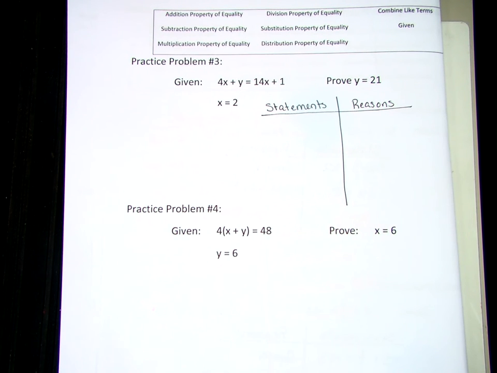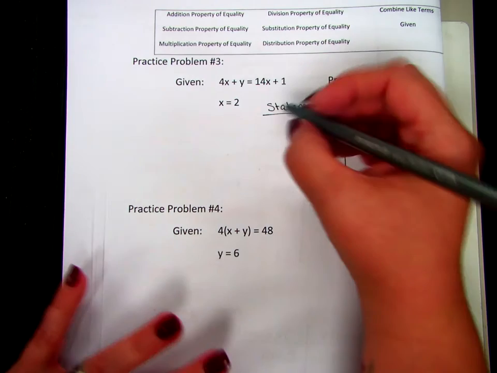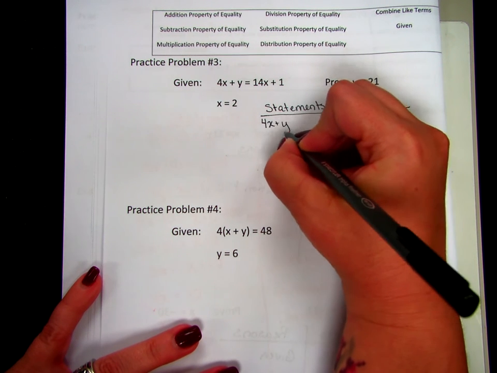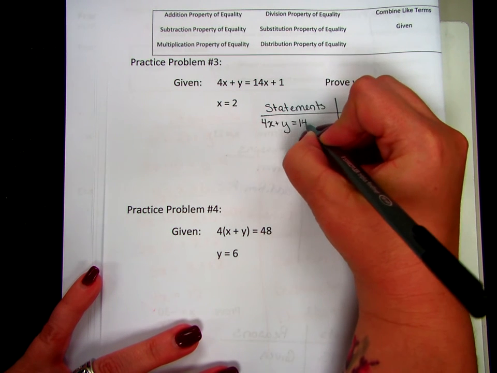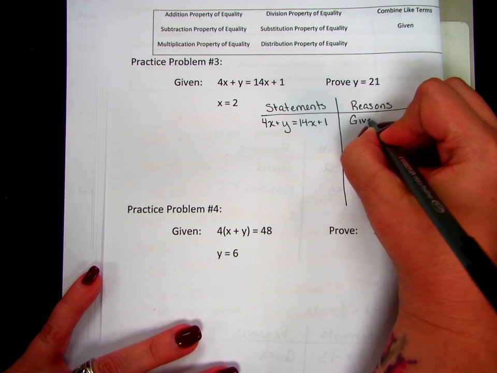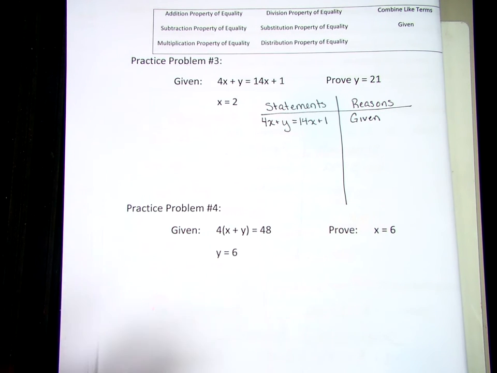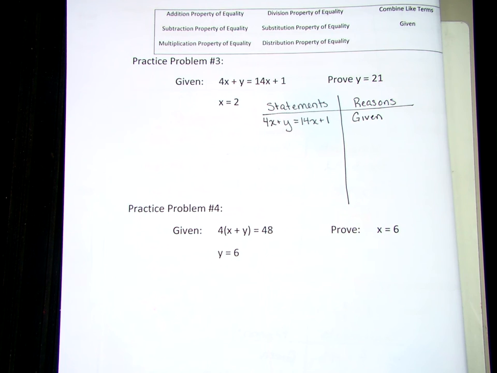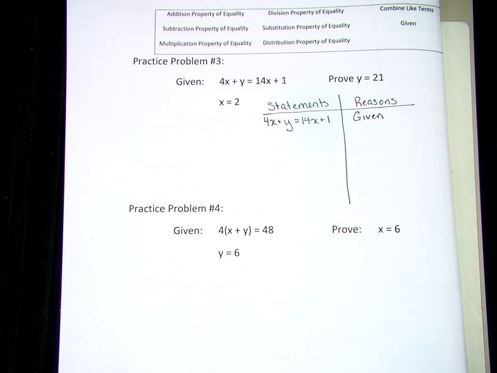And I have 2 givens this time. So I'm going to start with 1 and then see what I want to do from there. I'm going to start with the first one, 4x plus y equals 14x plus 1, and that was one of my given statements. So now I have 2 options. I know I'm trying to prove y equals 21. So I could start solving this for y, or I could put my next given, whichever one we want to do would be okay.